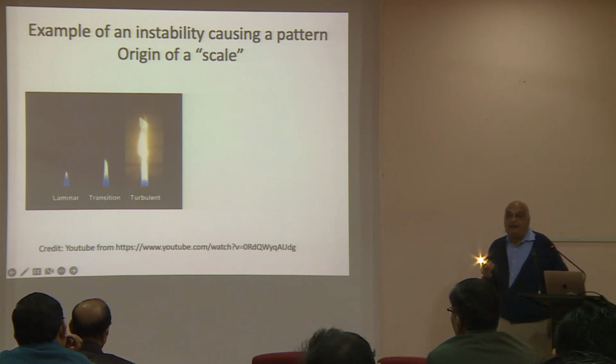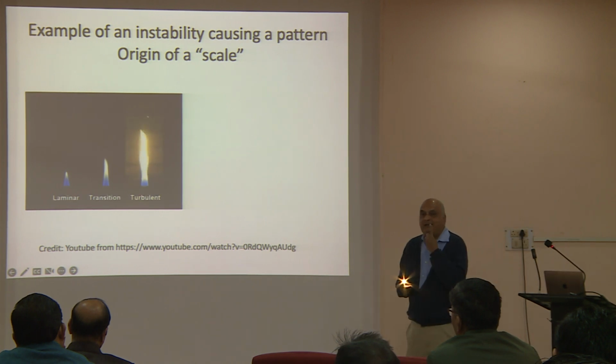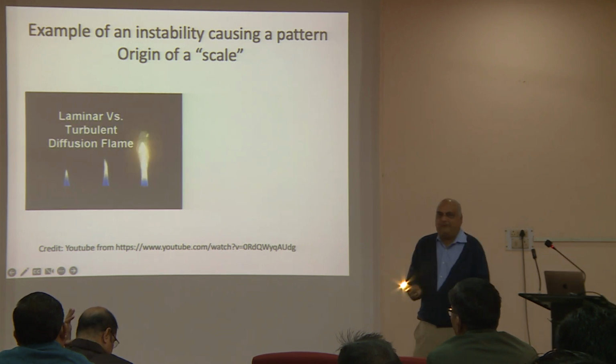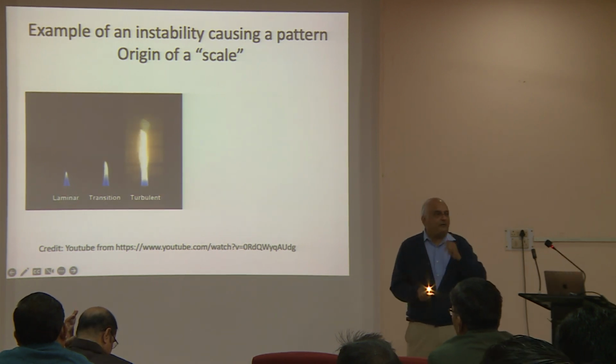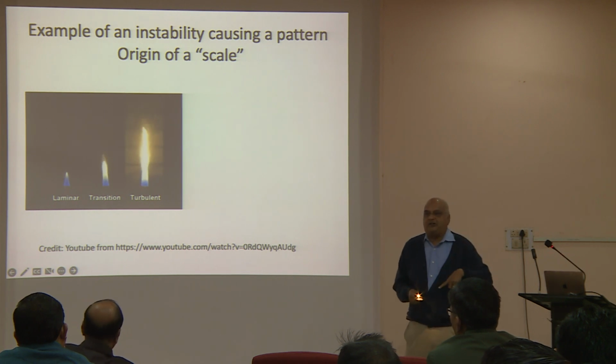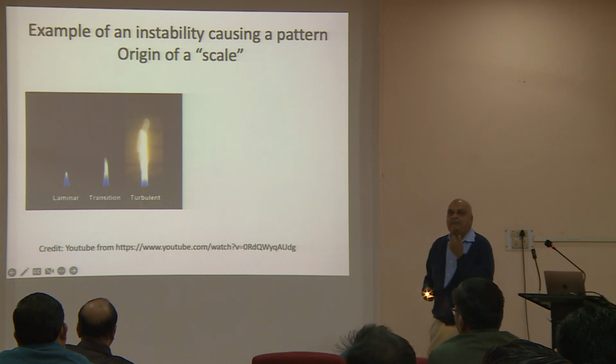And if the flow rate is too high, there's so much feedstock, so much fuel, that it cannot burn fast enough. So what does the flame do? It creates more surface area. The best way for the flame to burn off this gas is to create more surface area, and the best way to create more surface area is to create this turbulent structure. So it's a competition between flow time and reaction time.